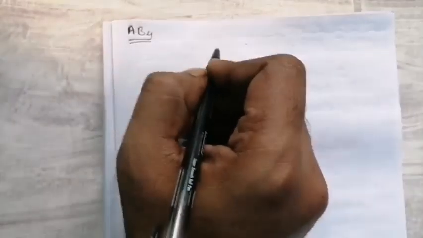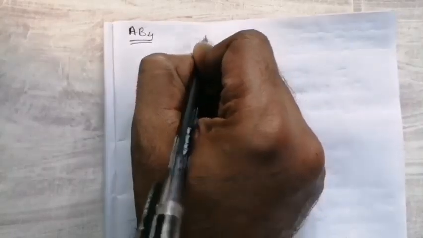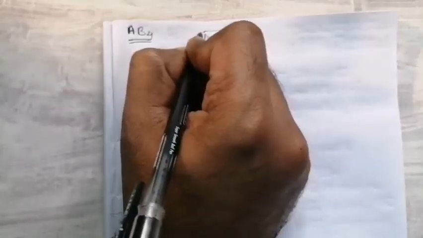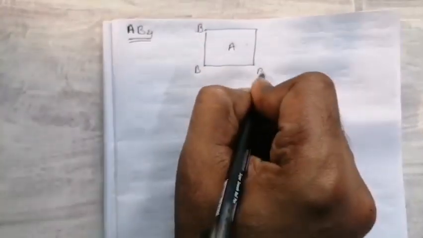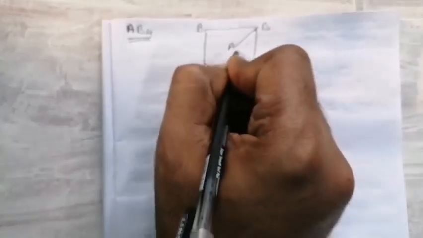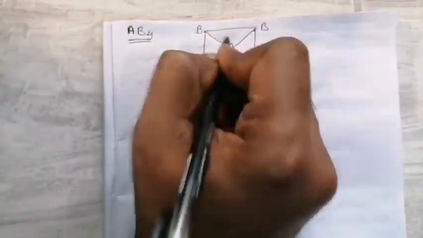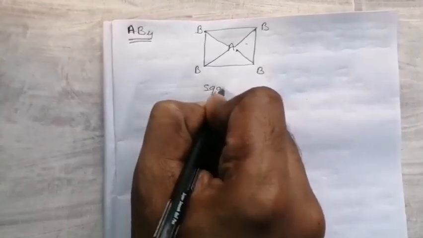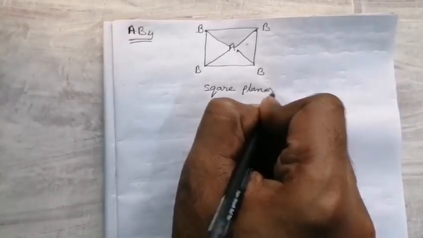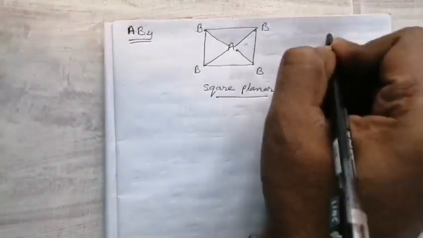AB4. Now in AB4, as you can see, there are 4 B atoms surrounding the central A atom. Now these 4 B atoms can be placed in 2 different ways. Say this is one arrangement where the B atoms are surrounding the A atom in a square planar fashion. This is square planar. Another fashion is here.